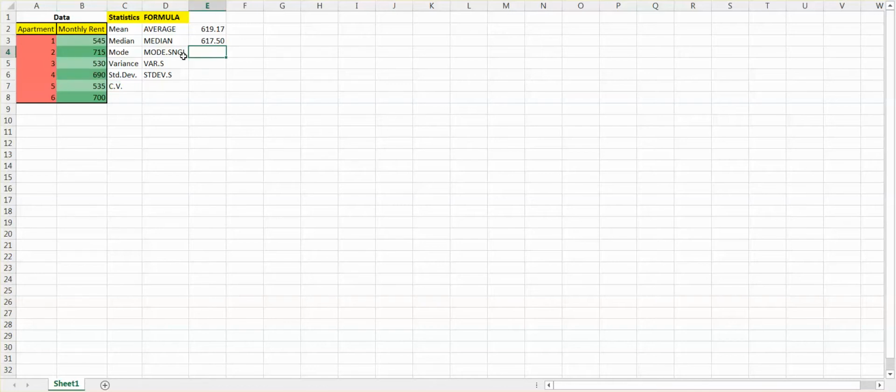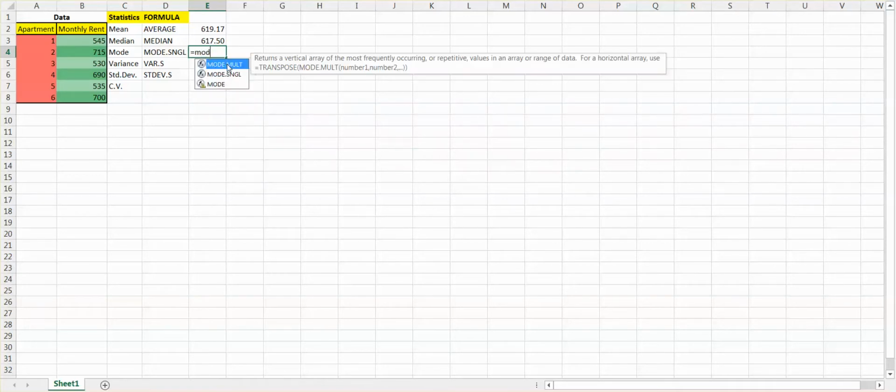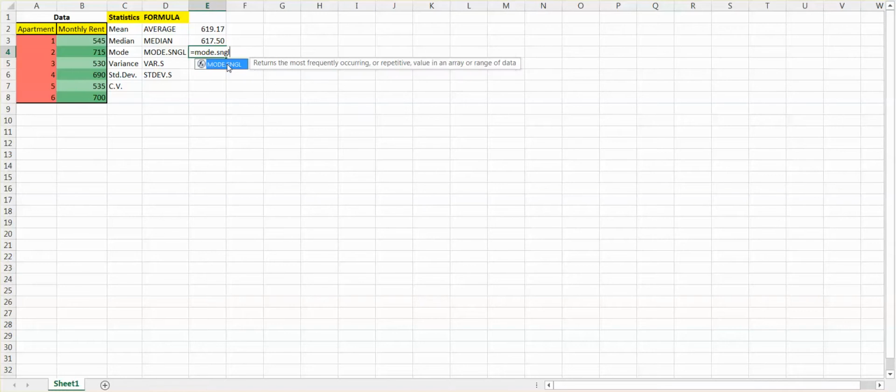So how about the mode? For the mode, we have the multiple mode or single mode, as we mentioned before. We are looking for the single mode in this example. See what we will find. We will type in equal sign and MODE.SNGL, which means single mode, and parentheses, and select the cells from B3 to B8, and close the parentheses. Now we find the number reported is N/A, which means you cannot find a single mode within this data set. So we have no mode if we consider the single mode.